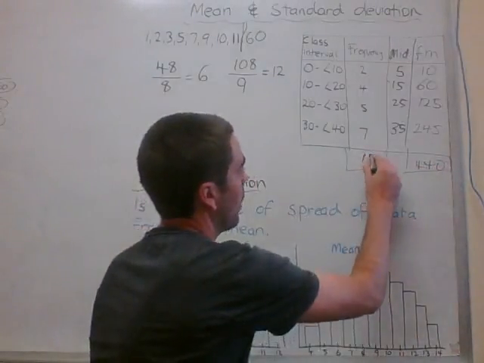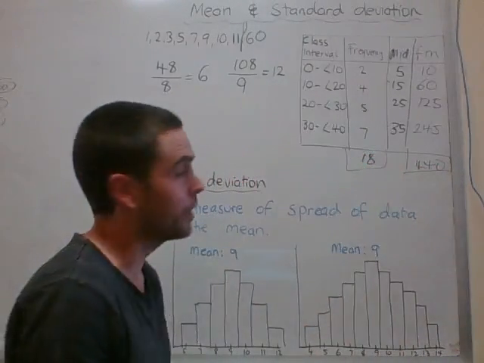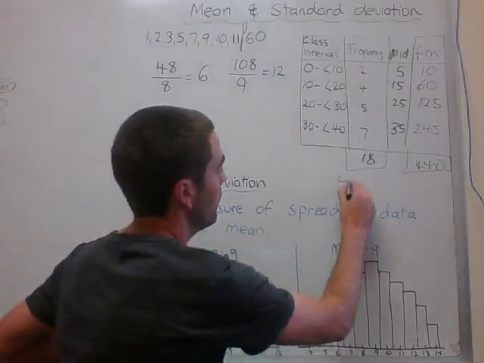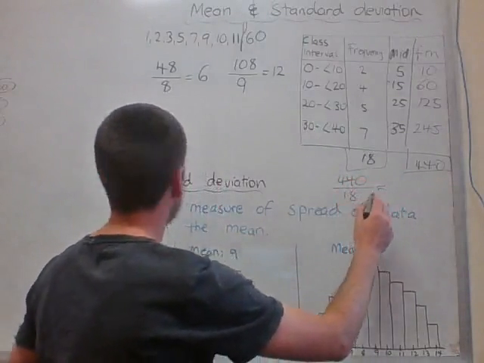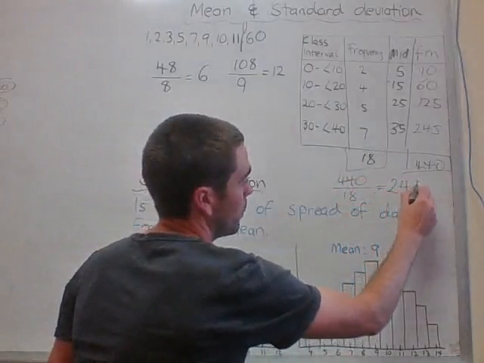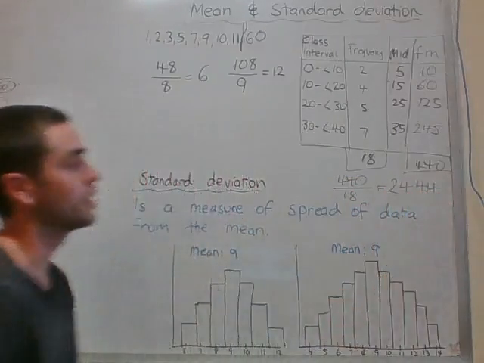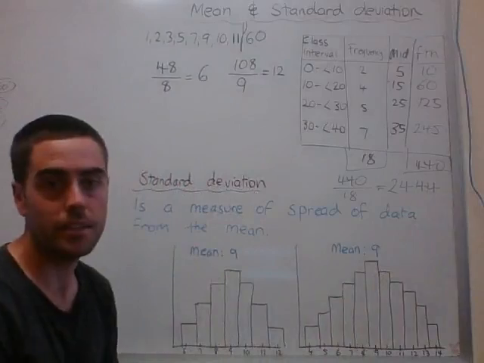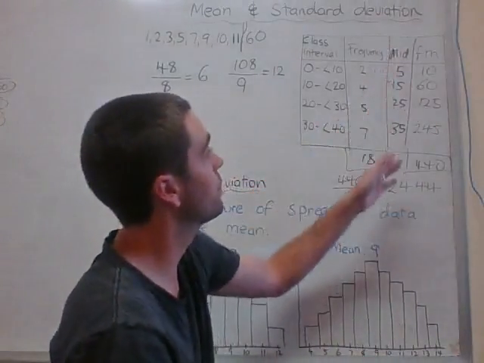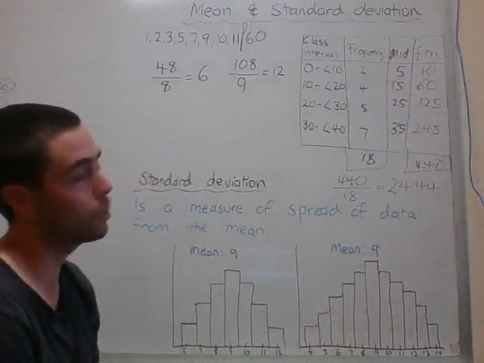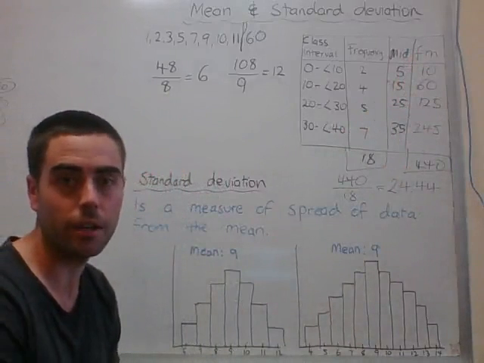So to work out the mean, we need to go 440 divided by 18. And we get a mean of 24.44 to 2 decimal places. So that is how we would calculate the mean if it was grouped data. We need a midpoint and multiply our frequency by our midpoint. Again, it's only an estimate.